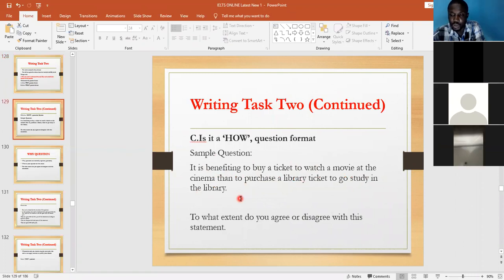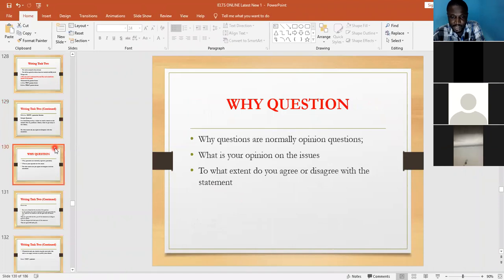It means you will take a side and then justify your position. If you are saying, okay, it's quite benefiting to buy tickets, watch movie, or no, the opposite is the case, it's better to obtain a library ticket to go study. So you will take a position and you will justify why you are saying that. Okay, so those are the things I said.